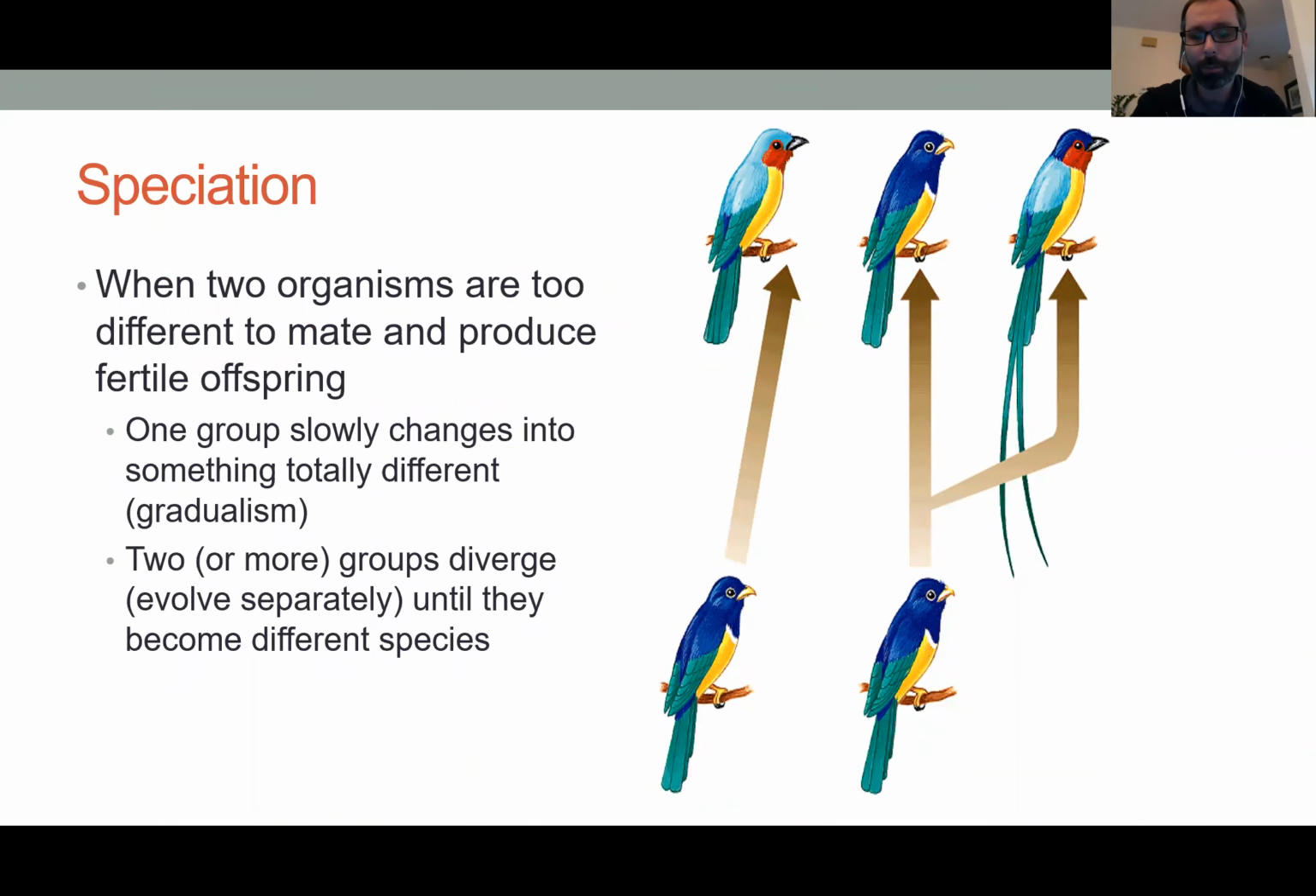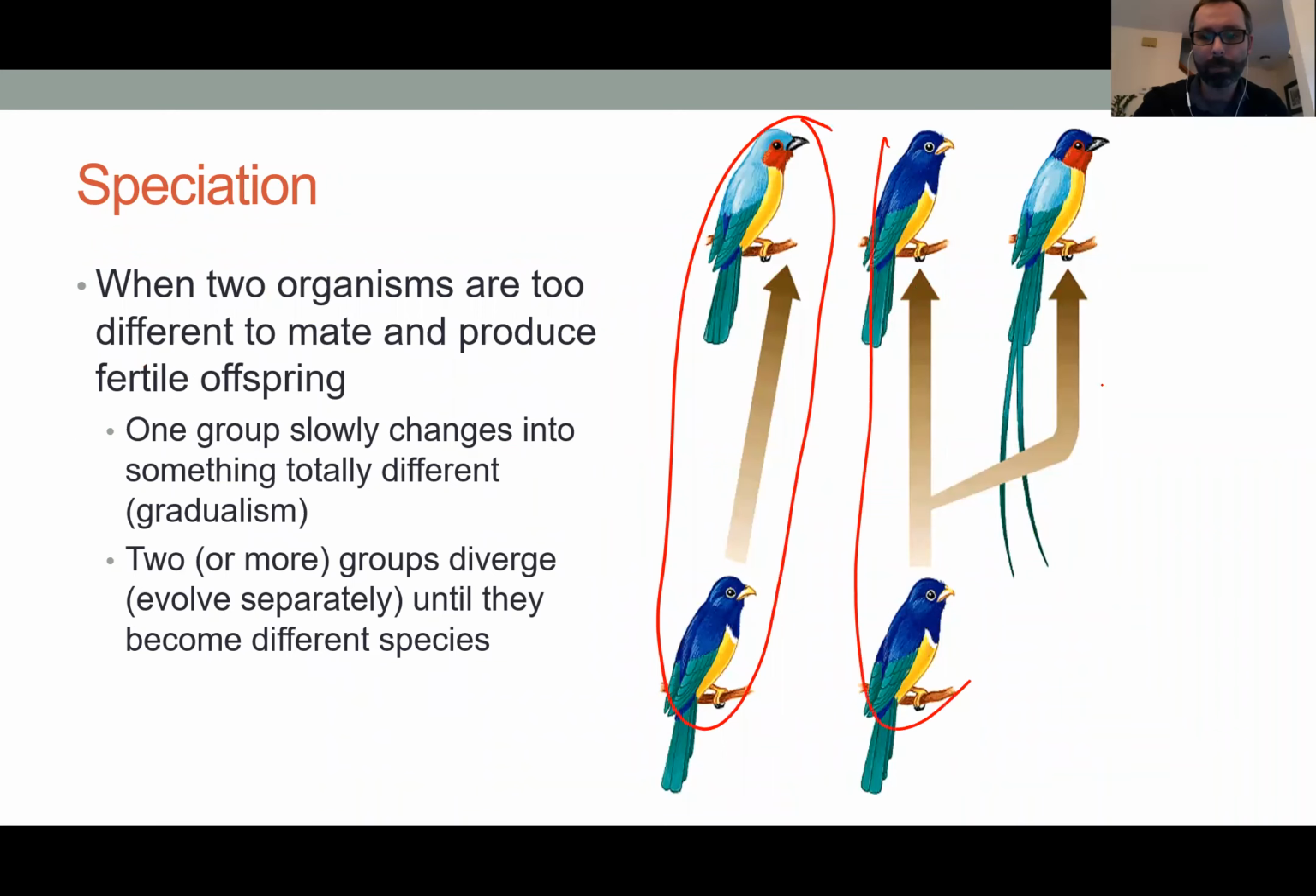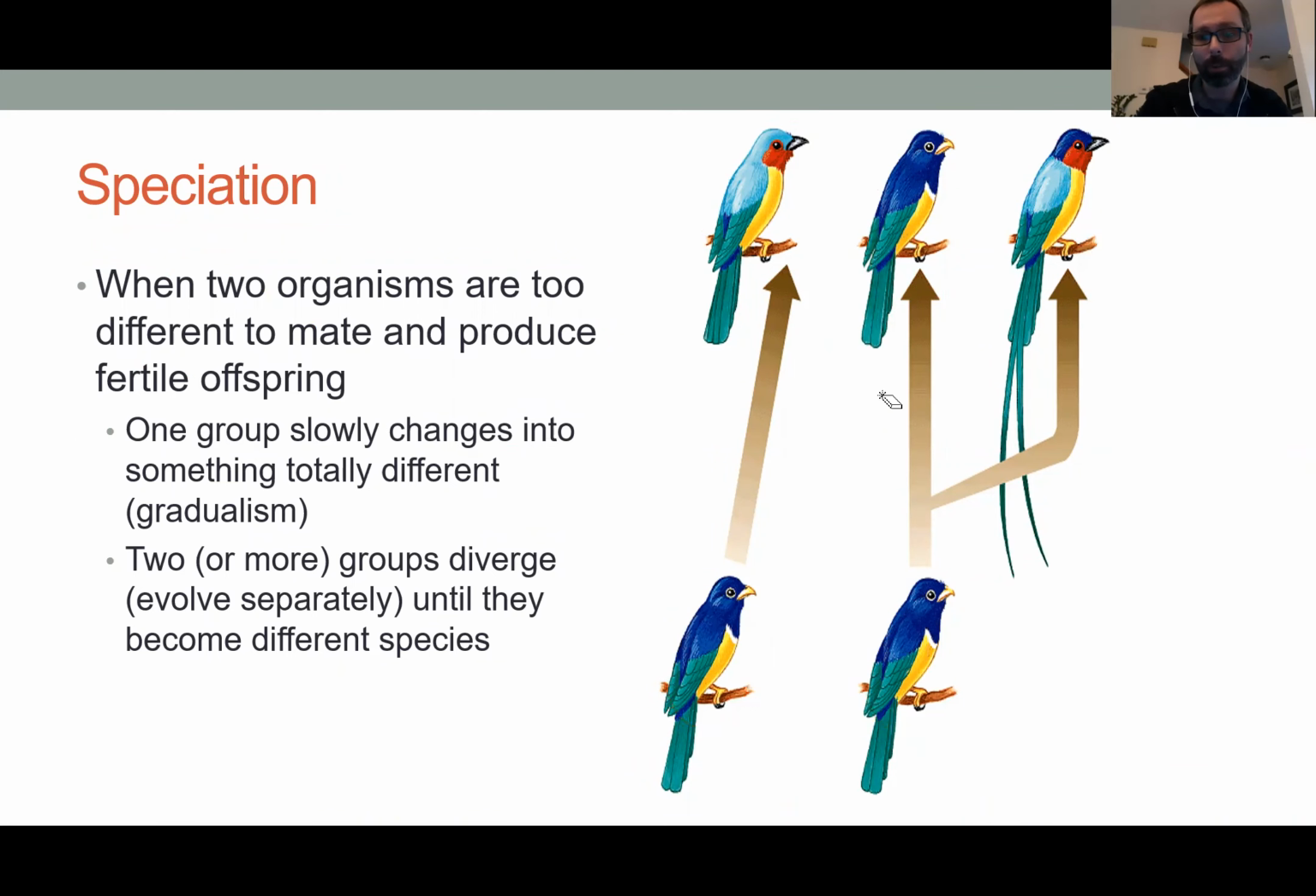Again, there's two main ways for speciation to happen: one species gradually turns into another one, or one group splits into two or more groups, and then each group evolves separately because they've been separated somehow or another, right? And there's all these reproductive isolation scenarios that we talked about in the last video.